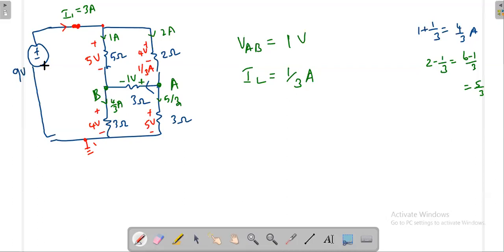So nodal voltage means the voltage at your node with respect to ground. You can go by any path, that is independent of the path, but it is always with respect to the ground.